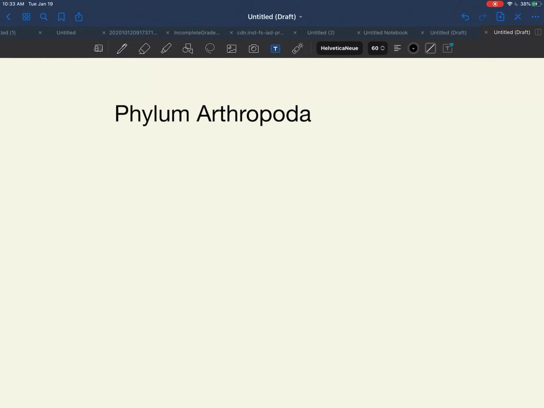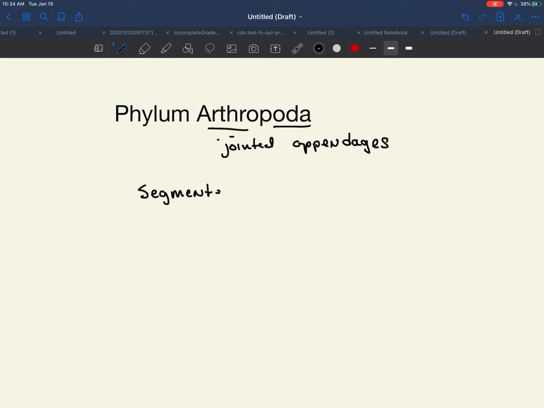Okay, so this is the phylum Arthropoda. Arthro means jointed, and in this case, it is the organisms that have jointed appendages or jointed feet. So these have jointed appendages. These organisms are also segmented. So in insects, for example, we might have a head, a thorax, and an abdomen.